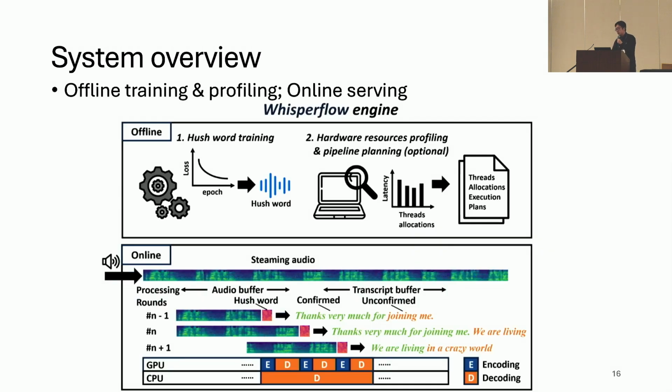And with all three designs, we build our system, and it consists of two parts: the offline part and the online part. In the offline part, we will train the hash word for each of the model variants, and also we will do some hardware resources profiling with some test data to decide some hyperparameters for the system. And in the online part, we will have all three techniques applied and deliver the best latency during the processing.